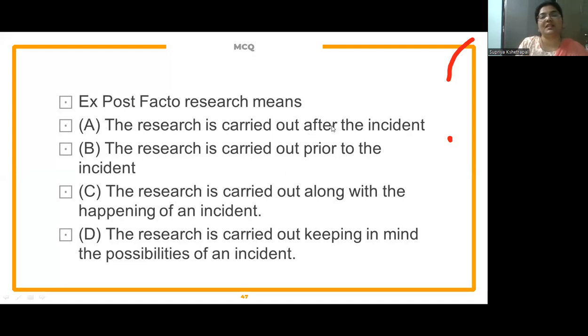the research is carried out after the incidents. It is carried out prior to the incidents. It is carried out along with the happening of the incident, or the research is carried out keeping in mind the possibilities of accident. तो ऑफ कोर्स ये बहुत ही अच्छे से लिखा गया है, उसका नाम ही बताया गया है एक्स पोस्ट फैक्टो. तो ऑप्शन A will be the correct answer.